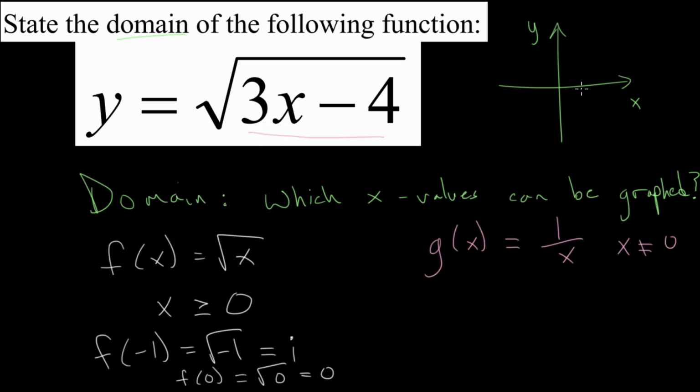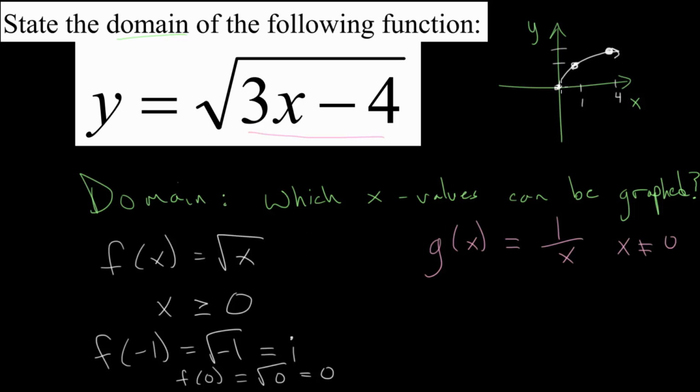And we know the parent function for the square root function is going to look something like this. If you plot points, if you plug in 1, you get back 1. If you plug in 4, you get back 2. It's not drawn perfectly, but you can get a general idea of how this works. And of course, 0 will evaluate to 0.